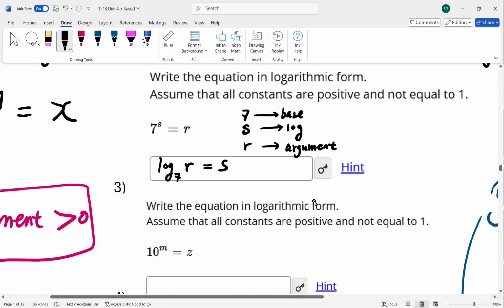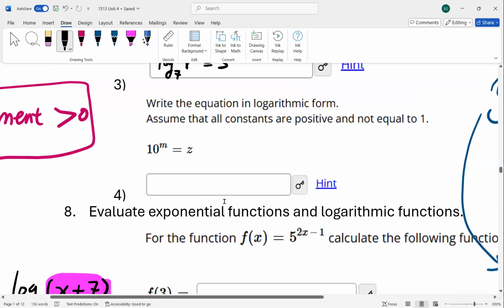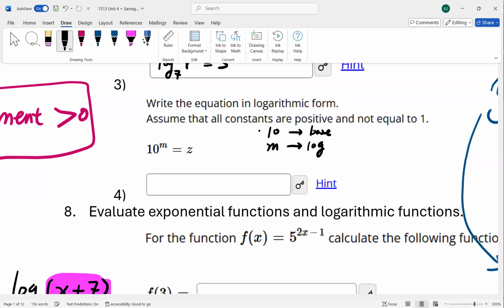Okay. The next one, number 4. Write the equation in logarithmic form. Assume that all constants are positive and not equal to 1. This one is in the exponential form. Let's find the 3 parts. The base is definitely 10. Remember, the thing on the shoulder of the base has to be the log. The piece of wood is very important, and that's how I remember it. So I hope it helps you. Then the other one would be the argument. Z is the argument. We have the 3 parts found, and we can write the equation in the logarithmic form.